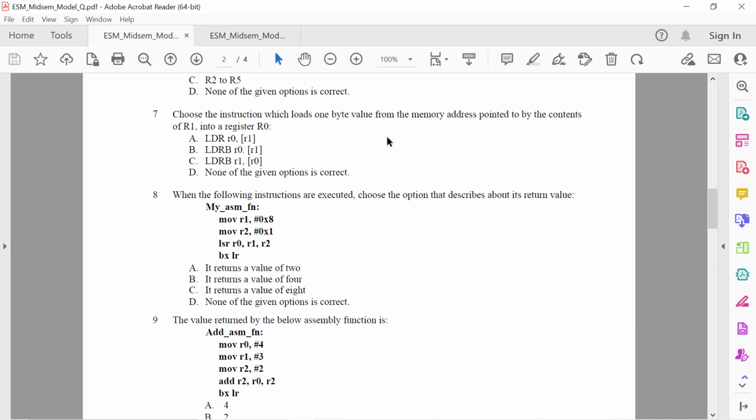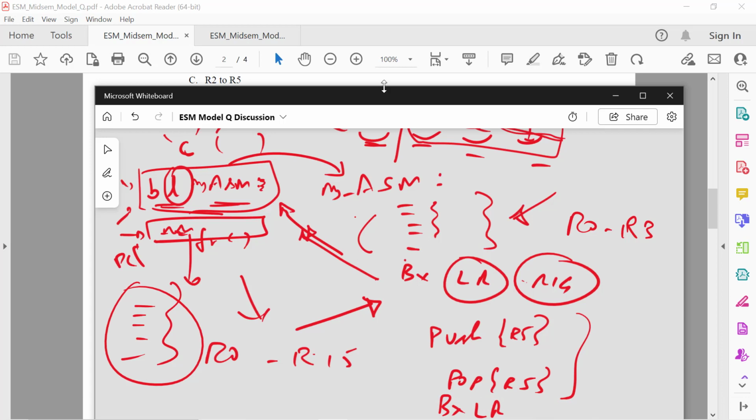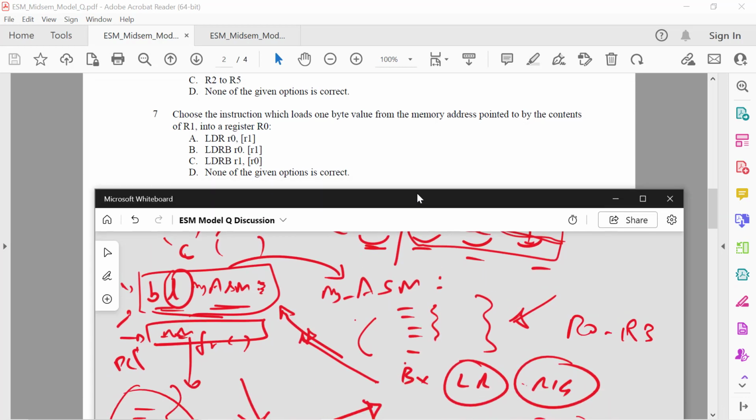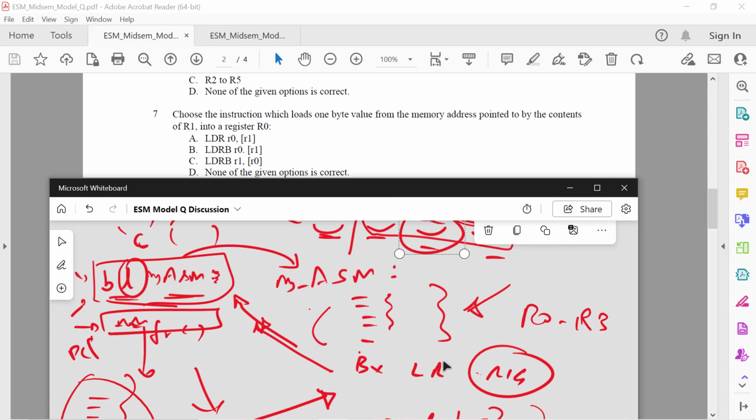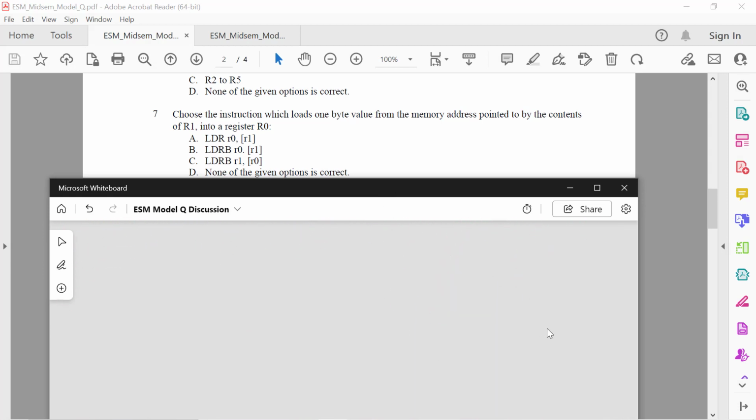Now what is this? Choose the instruction which loads a 1 byte value from the memory address pointed to by the contents of R1. Let me explain the question here. LDRB R0, [R1]. Choose the instruction which loads a 1 byte value from the memory address pointed to by the contents in R1 into register R0.